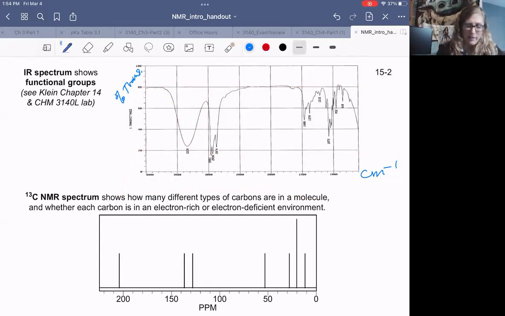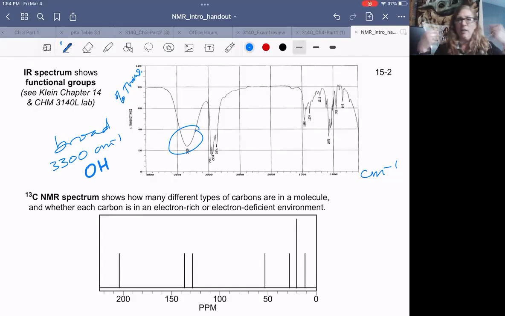So for example, this very broad signal, somewhere around 3,300 reciprocal centimeters, that's the absorption that is characteristic of an OH group. So the OH bond stretches at that region, and because it can hydrogen bond, it has this really characteristic broad shape. Okay, this is 3,000 right here, and that's an important area for the IR, because if we see peaks just below or just above 3,000, that is characteristic of certain types of CH bonds.